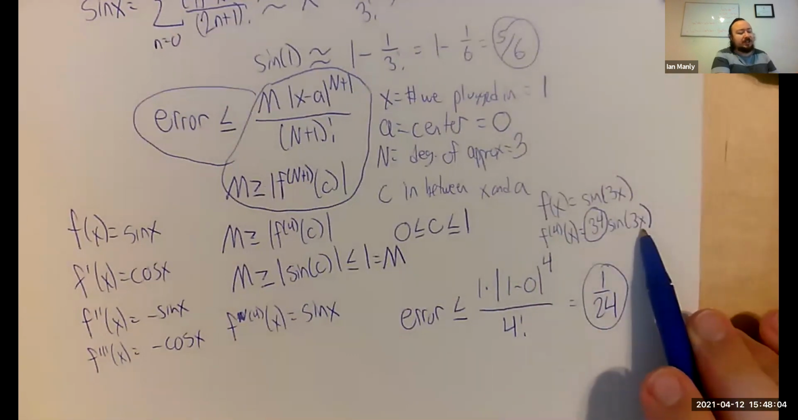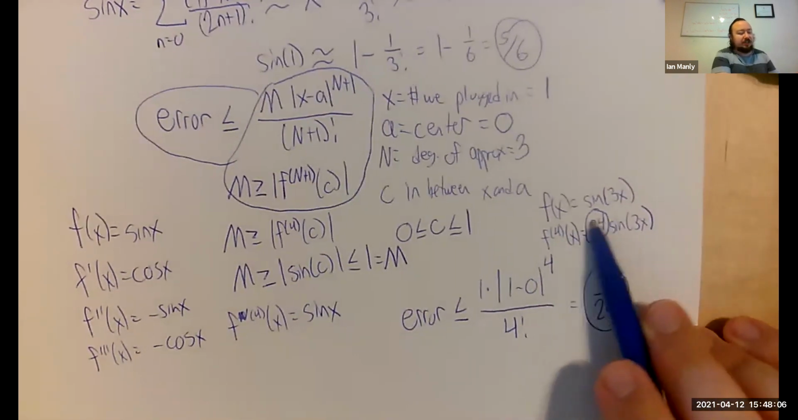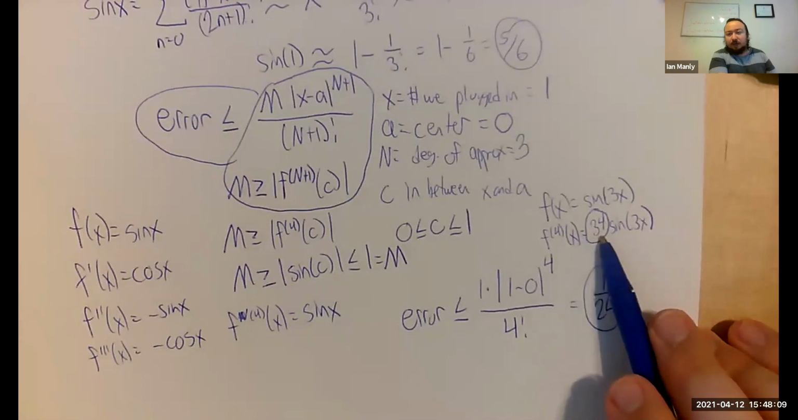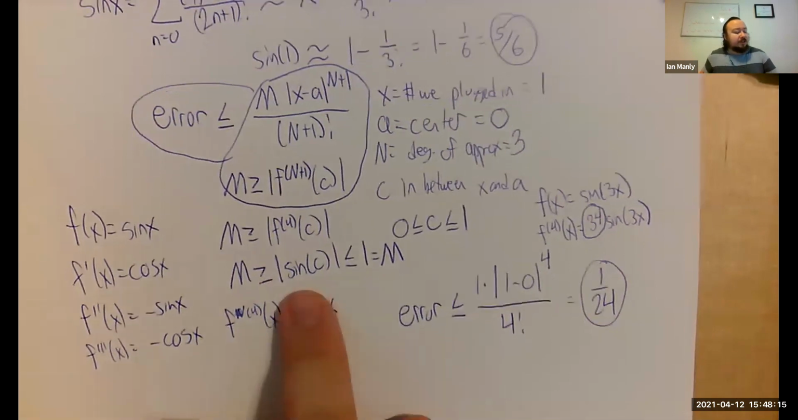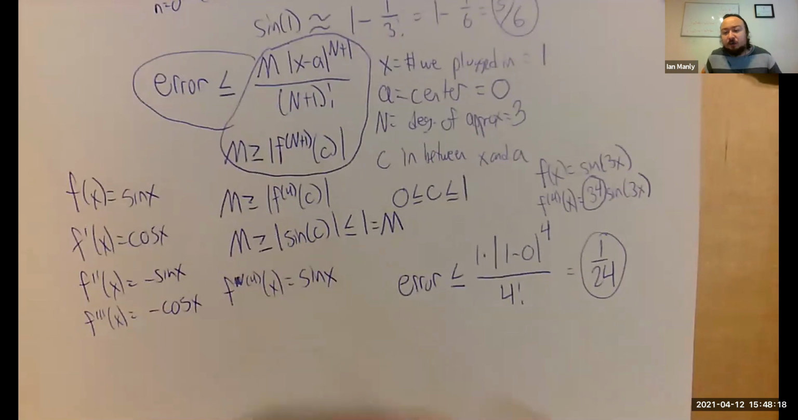Because we know the absolute value of sine is going to be less than 1, but then we have this extra 3 to the 4th there as well. So this might be something to watch out for. I guess we could expect you to find m in that case. But the golden rule here is that the absolute value of sine or cosine of anything is going to be less than or equal to one. That's what we're going to use.